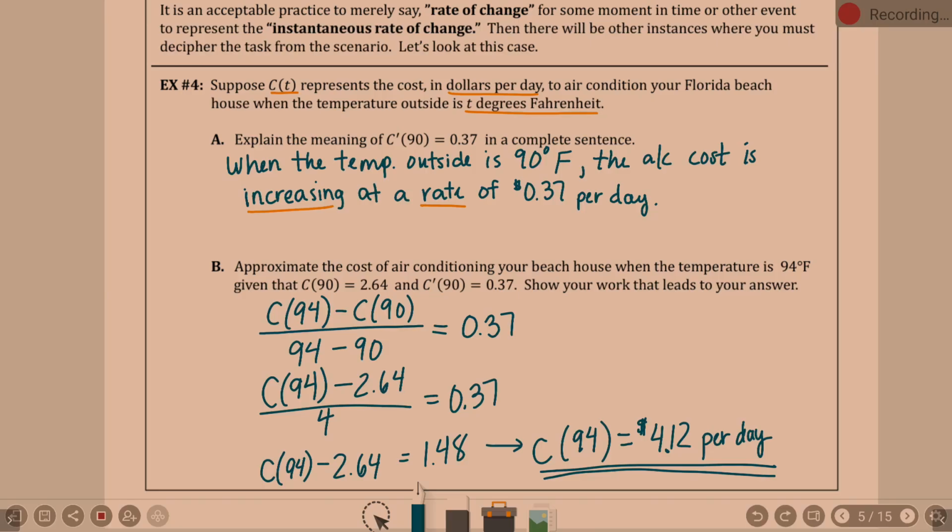And the key to realize is we were looking for C of 94. So, okay. Moving along.